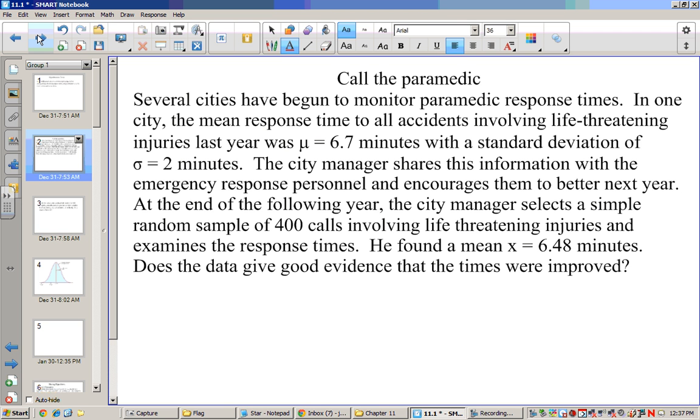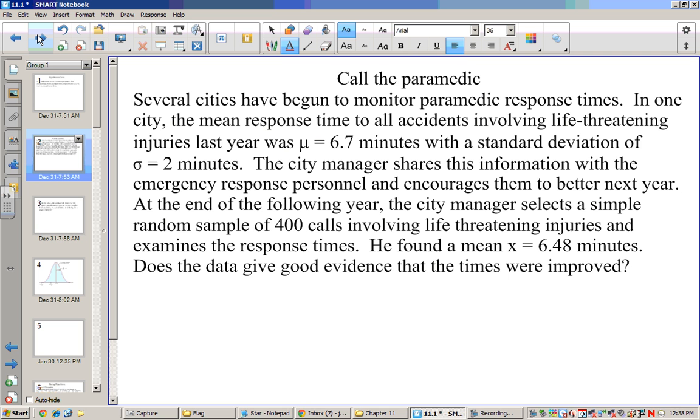We're going to use this example for a couple different things, but this one is called Call of the Paramedic. Several cities have begun monitoring their paramedic response times. In one city, the mean response time to all accidents involving life-threatening injuries last year had a mu of 6.7 with a standard deviation of 2 minutes. The city manager shares this information with the emergency response personnel and encourages them to do better for next year.